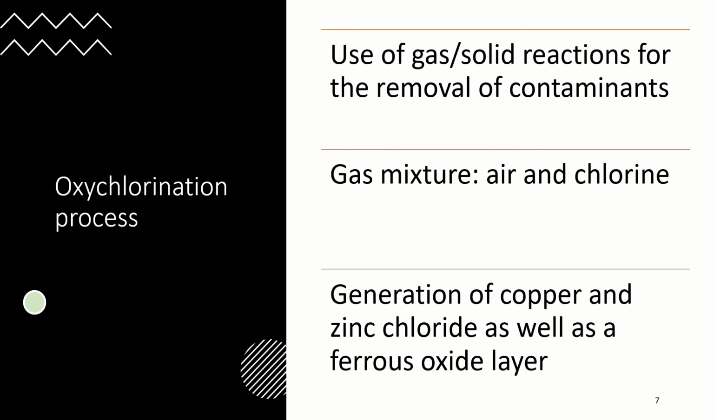So copper and zinc cannot be removed through oxidation only, but the use of a mixture of chlorine gas and oxygen is a way to remove them. The method of oxychlorination is basically the use of solid-gas reactions to remove impurities using the contaminant's affinity with chlorine gas.